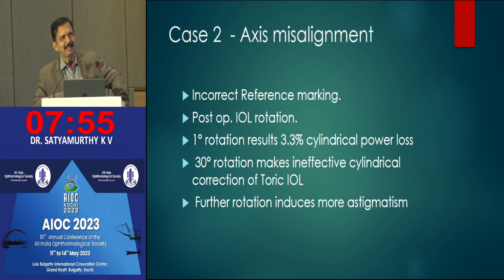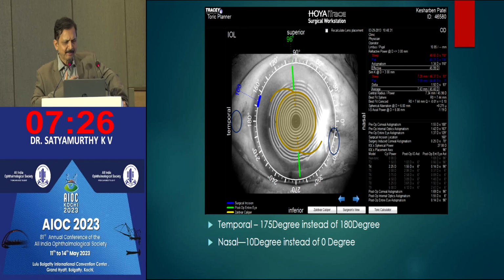This was because of wrong alignment of the axis. It could be because of incorrect reference marking or post-op IOL rotation. We speak so much about rotational stability, which may not be there with most of the other lenses. We all know that 1 degree of rotation results in 3.3% loss of cylindrical power, and at 30 degrees of rotation it becomes like a spherical lens. So axis rotation can be handled in various ways. How much to rotate after implantation of the lens? There are various ways again.